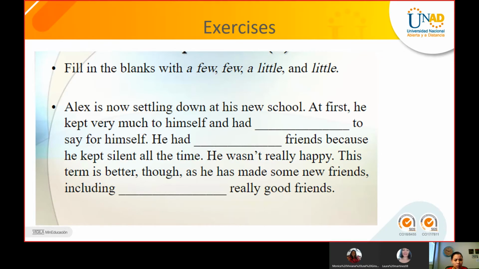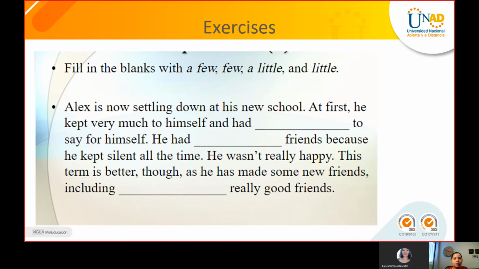Okay, so let's continue. Alex is now settling at his new school. He moved to a new school and he's adjusting. Él se está ajustando. At first, he kept very much to himself.